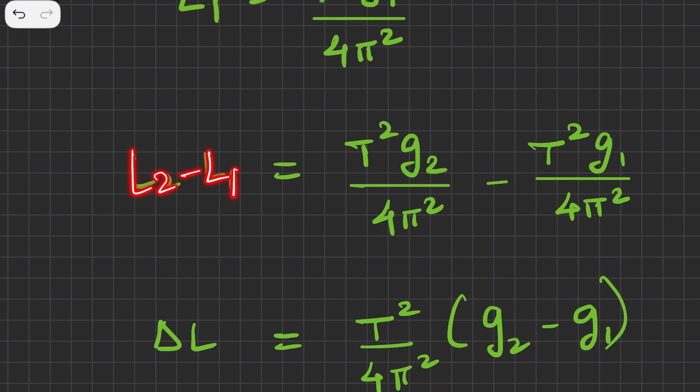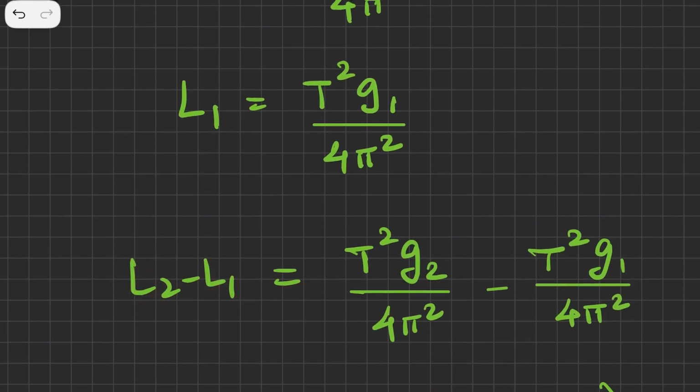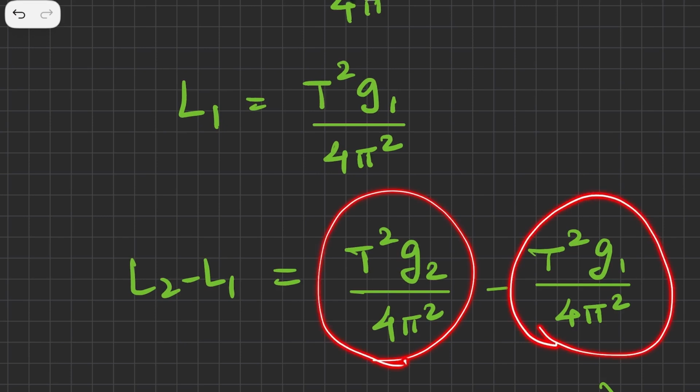Now I'll subtract them because I want change in length. So L2 minus L1 would be equal to, now just put in the values. L2's value is T square g2 upon 4 pi square, and L1's value is T square g1 upon 4 pi square.